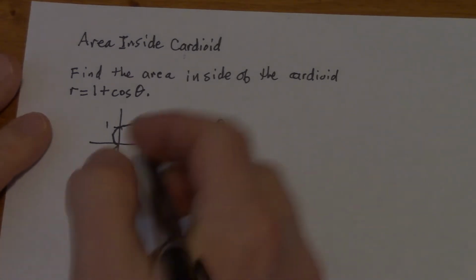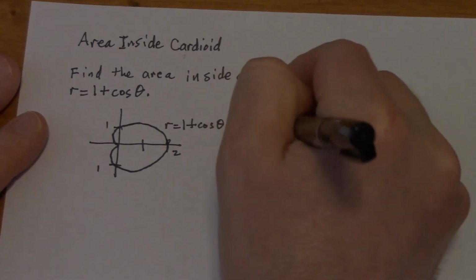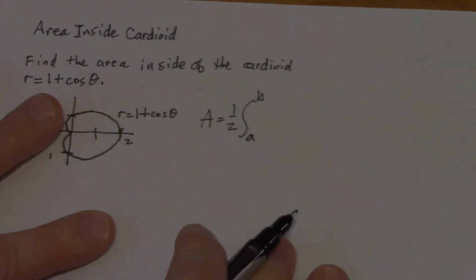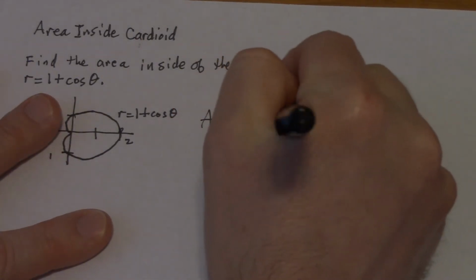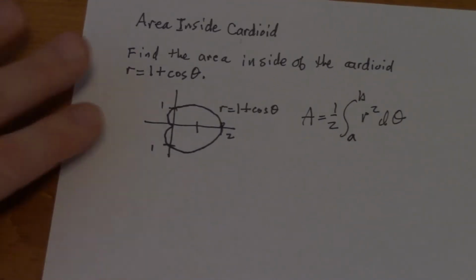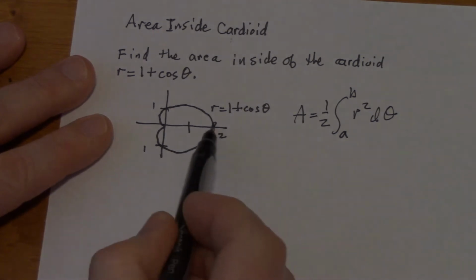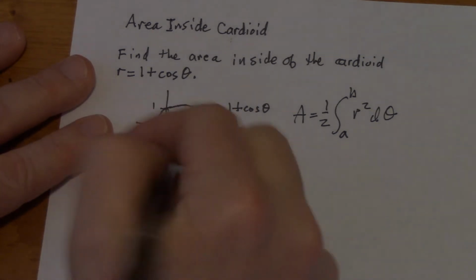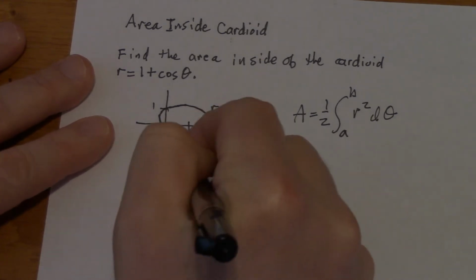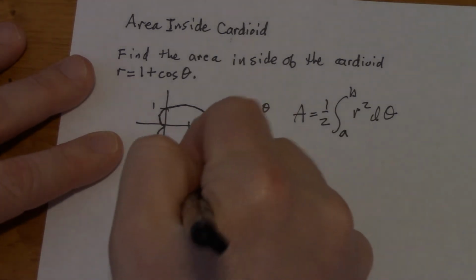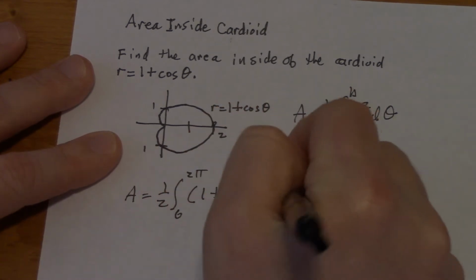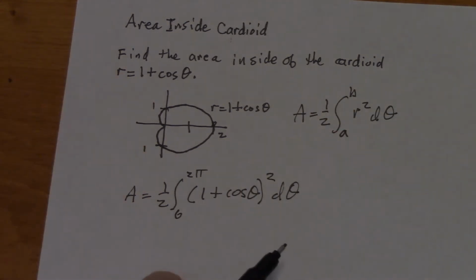Okay, so per our formula for area, one half integral from a to b of r squared d theta. Alright, so that makes it pretty simple. This is what r is. It takes all of 2 pi to graph this, so this is just going to be 1 half integral from 0 to 2 pi of 1 plus cosine theta whole thing squared d theta. Alright, so that's the integral we have to do.